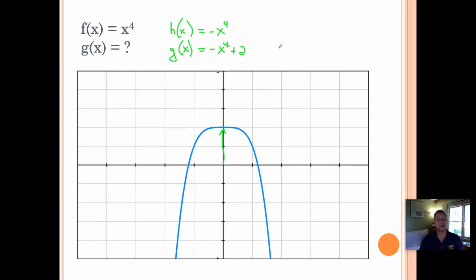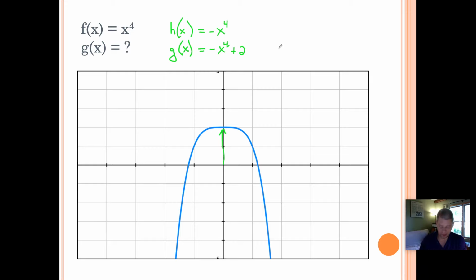And there's my translation. So in this case, just by looking at the graph, I'm able to actually write the new function. So g of x is equal to negative x to the 4th plus 2. I flipped it and I moved it up by 2 spaces. Okay. Now, let's do one more of these.